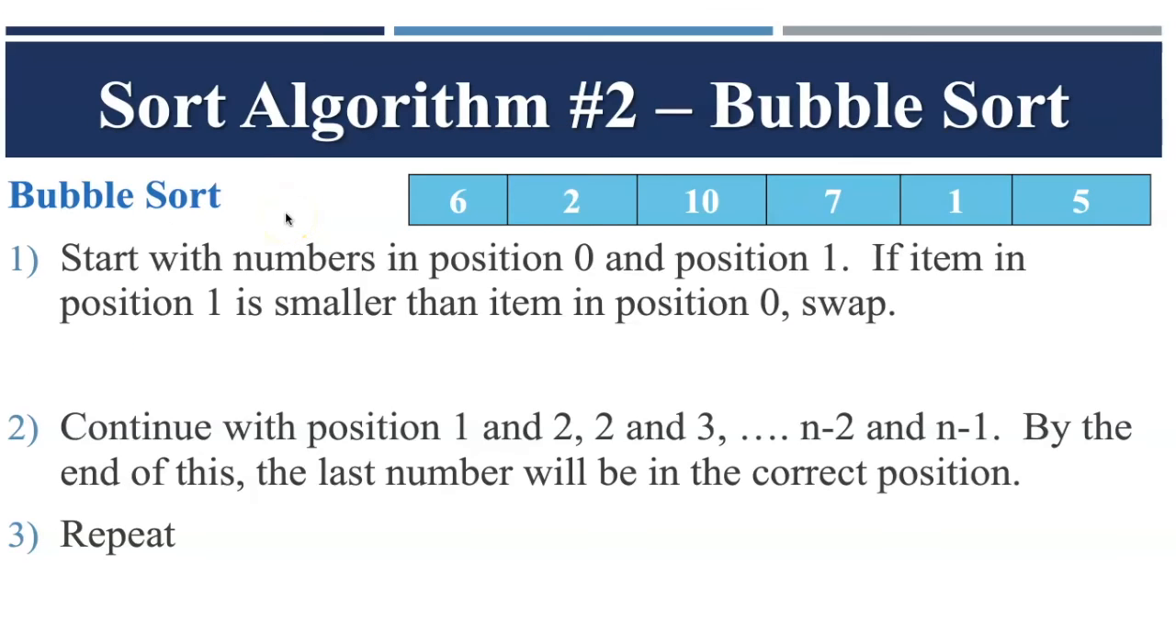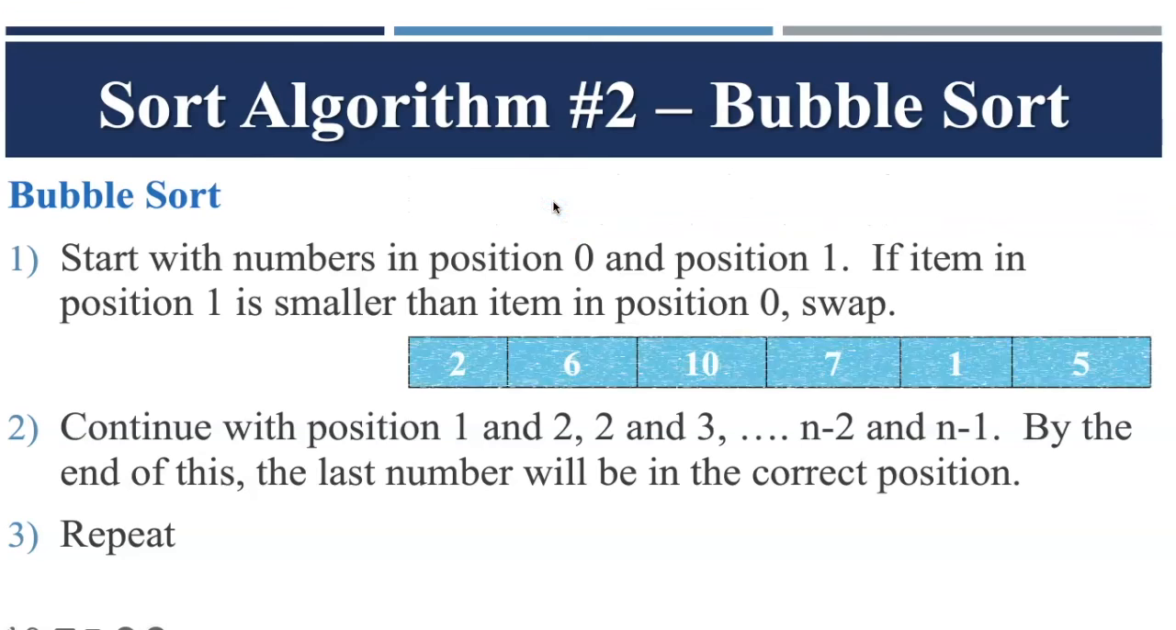Let me talk about one other sorting algorithm called bubble sort. It's easy conceptually, it's easy to program, but it has a pretty bad performance compared to some of the other sort algorithms. Start with the numbers in position 0 and 1, and 6 is bigger than 2, so we're going to swap those. And our array looks like something like this now.